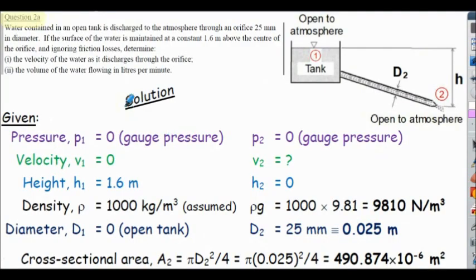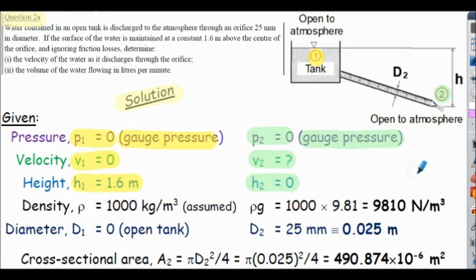Question 2A, here's the commencement of the solution. For my diagram on the right hand side here, location 1 is the tank, location 2 is the outlet orifice. So my datum is at 2, then H1 is 1.6 meters, H2 is 0. Because both the tank and the orifice are open to the atmosphere, I'm stating that P1 is 0 gauge pressure, P2 is 0 gauge pressure. I state that V1 is equal to 0 because the flow is from the tank, and we have to find V2, velocity at the orifice.